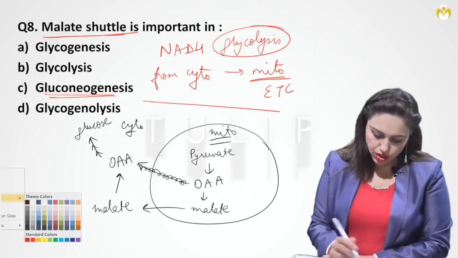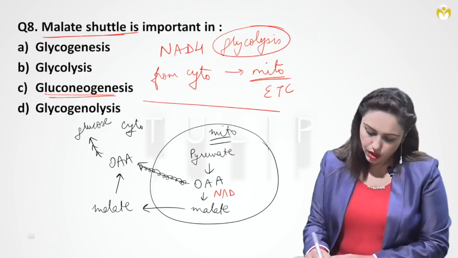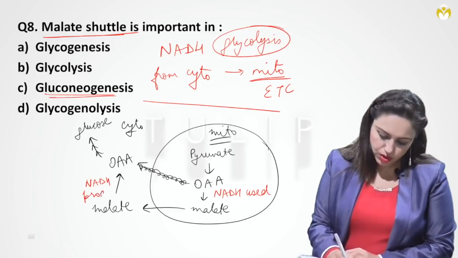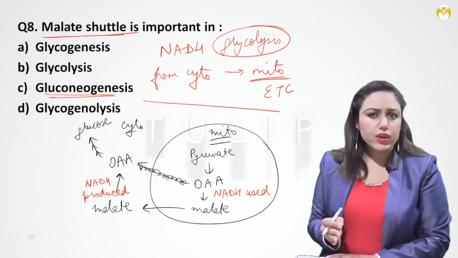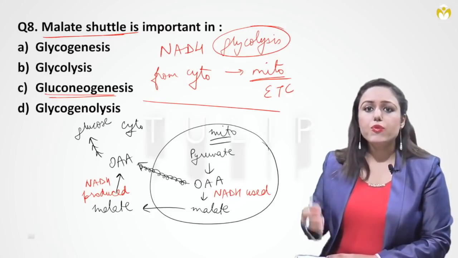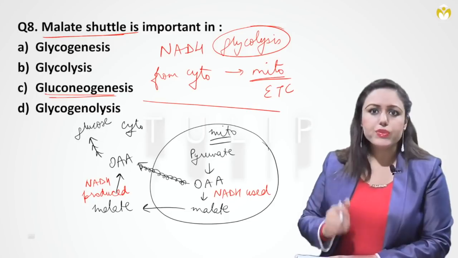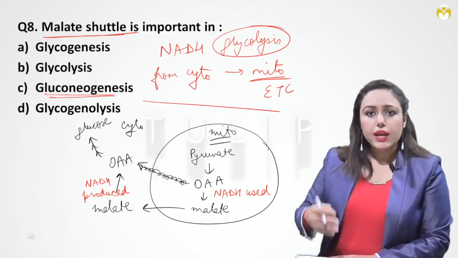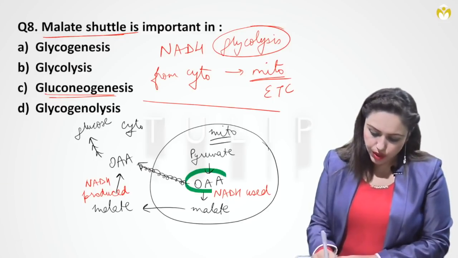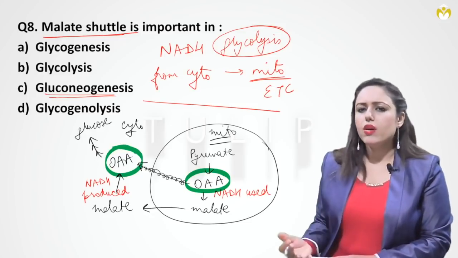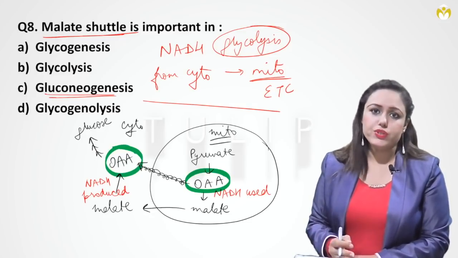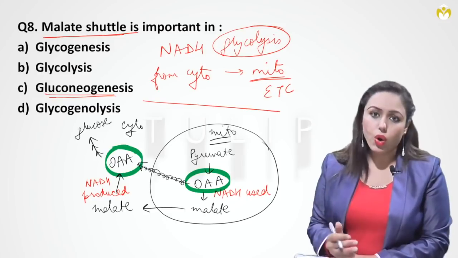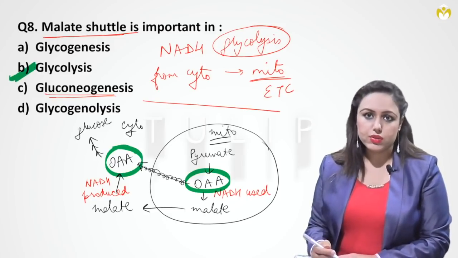But this is not malate shuttle, because see the detail. Here NADH is used in mitochondria. Here NADH is produced in cytoplasm. So basically, NADH is taken from mitochondria to cytoplasm, which is opposite to the purpose of malate shuttle. So this is not malate shuttle. Here our purpose is to bring oxaloacetate outside. We don't care what is happening to NADH. We just want oxaloacetate to come outside. So this is not malate shuttle. Be careful, this answer is given wrong in your guides. So the answer is glycolysis. Okay.